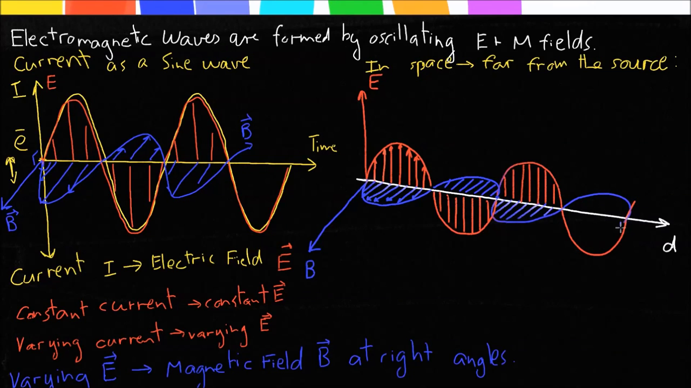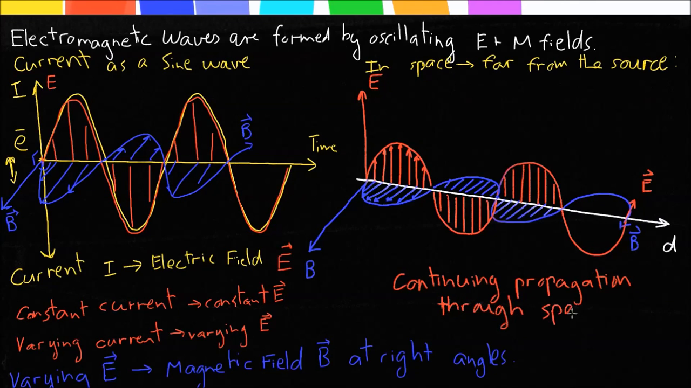So there's our electric field in red and our magnetic field in blue. And what this means is that because the electric and magnetic fields create each other as they change, our wave continuously propagates through space. And as long as it continues to travel through the same medium, such as a vacuum, it will continue along at the same frequency and the same wavelength, and indeed the same velocity.